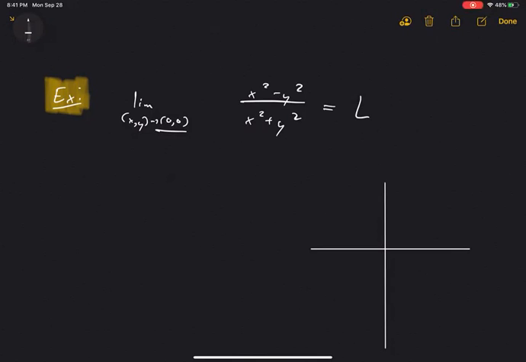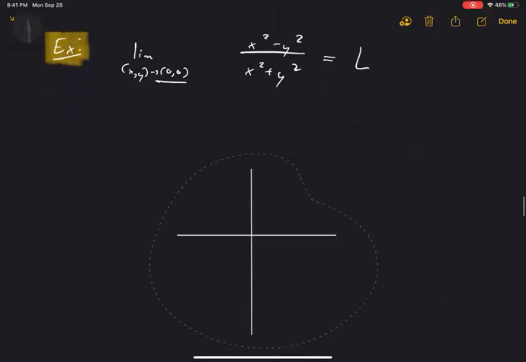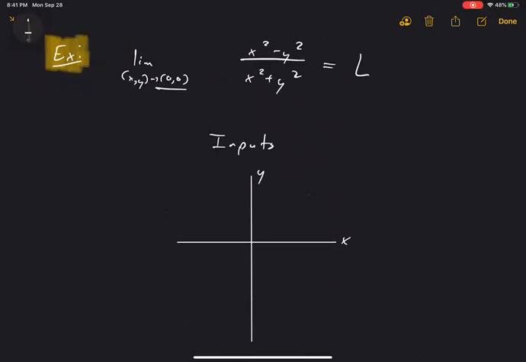Let's consider two different paths that we could take. So what am I considering here? This is the XY plane. These are my inputs, right? So let's take inputs along the x-axis, getting closer and closer to 0, 0. So what do these points look like?